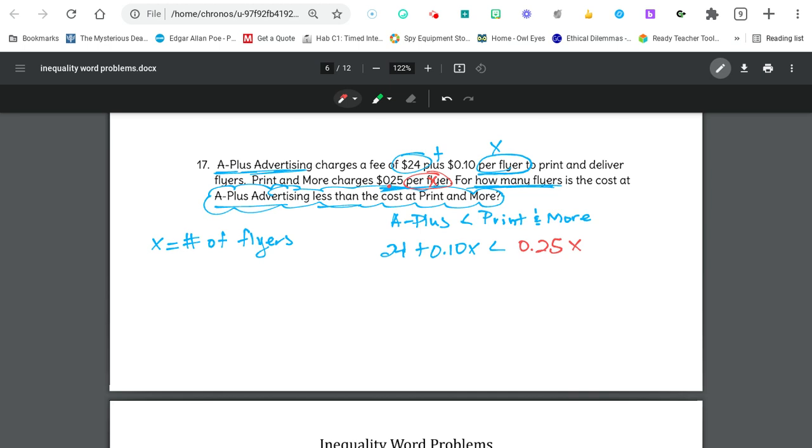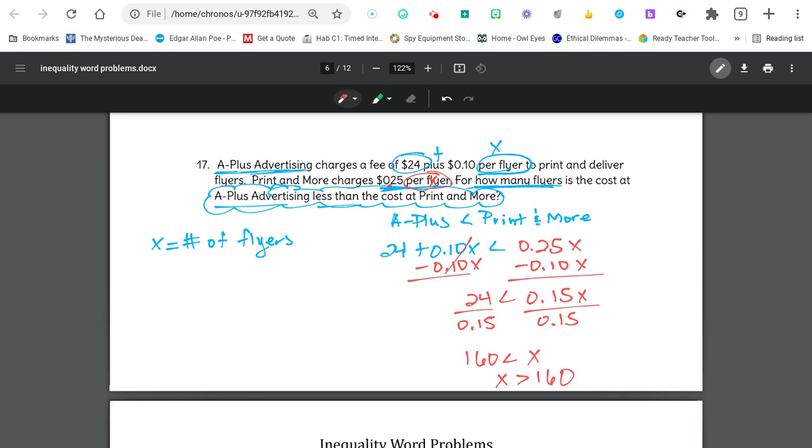And then all I do is solve, and it will tell me when the cost for A plus advertising is less than the cost for Printing More. So I'm going to get rid of this first because you don't have any like terms to combine. You've got variables on both sides. Let's get rid of one of these variables. So 24 less than, that's going to be 15 cents. How many 15 cents makes 24 bucks? Let's see. 24 divided by 0.15. 160 of them. I'm going to flip this around. So that's going to be x greater than 160.